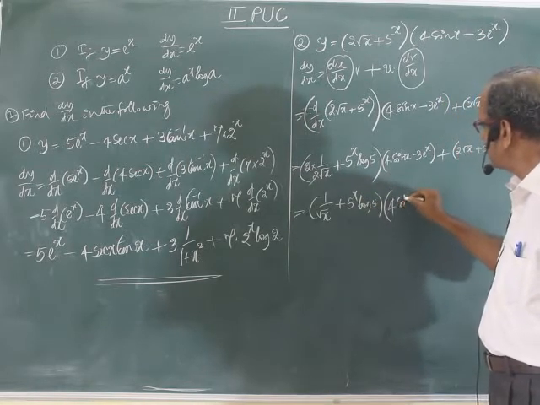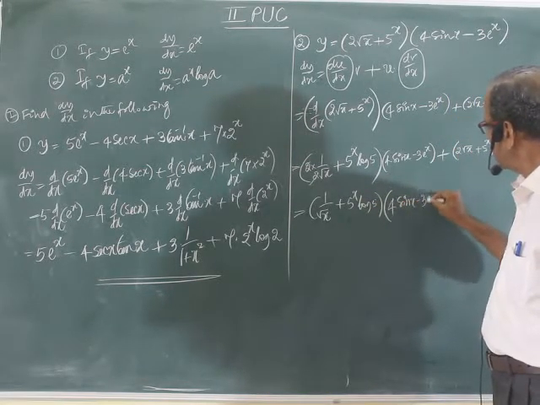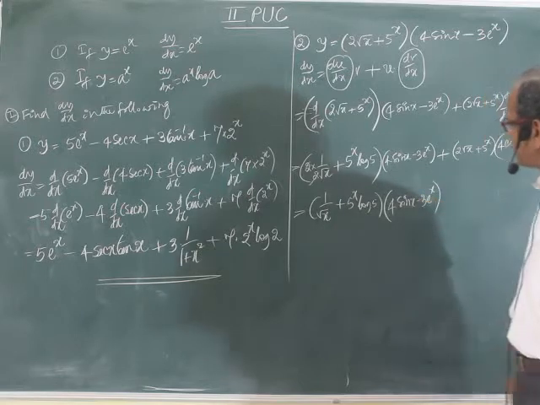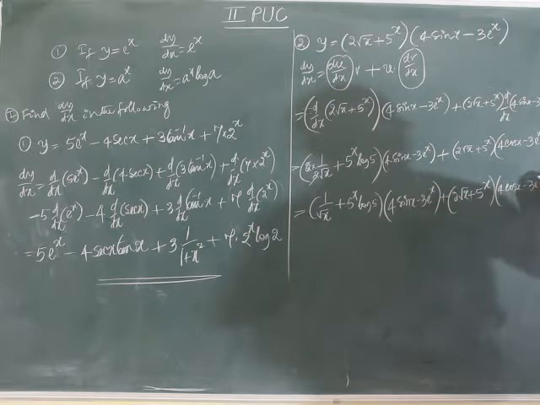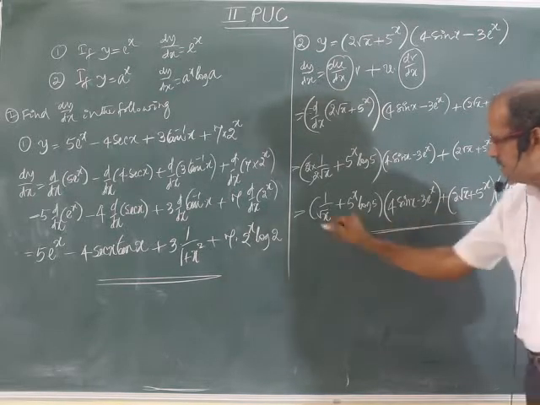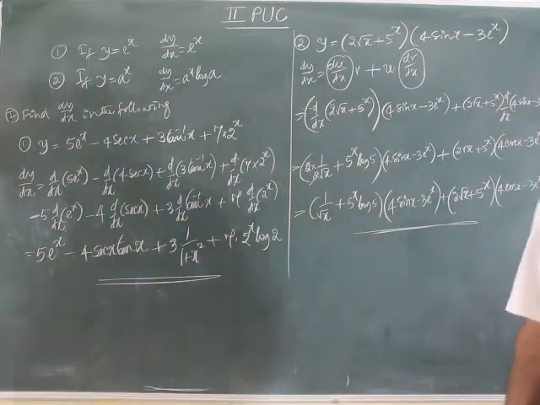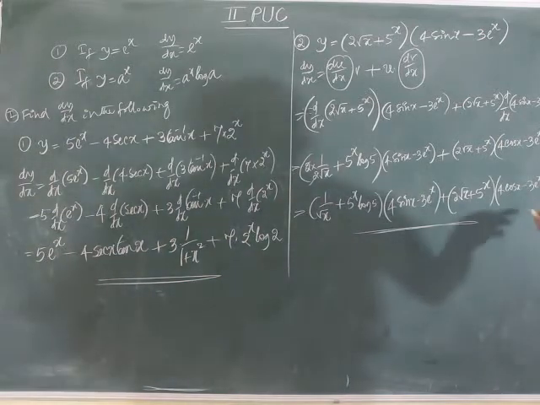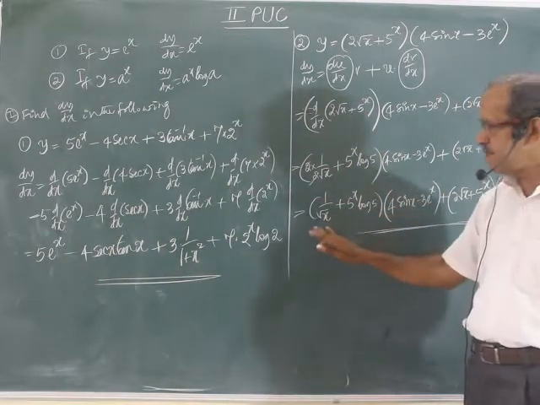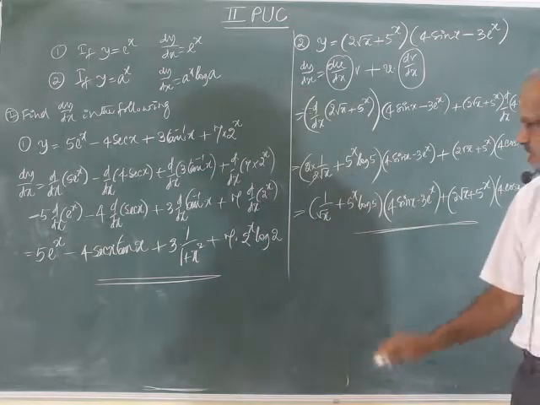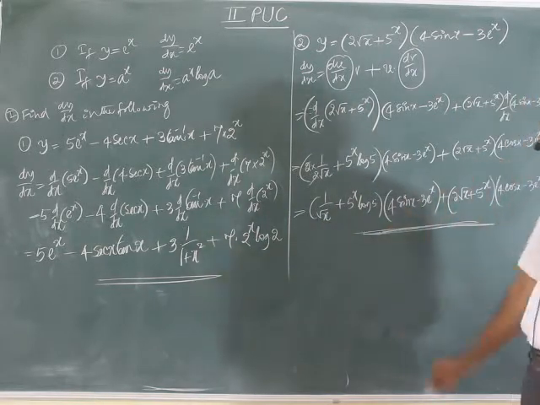4 sin x minus 3 e to the power x. 2 root x 5 to the power x. 4 cos x 3 e to the power x. Enough, no more simplification. If you multiply and do that one, you are expanding the answer. But we must give the answer in the simplified form. So leave it, no problem. This is the derivative of the function.